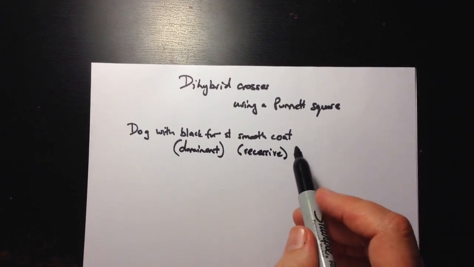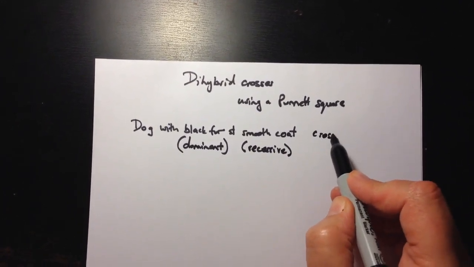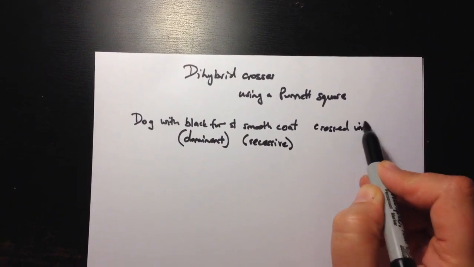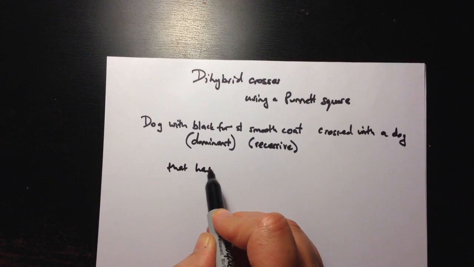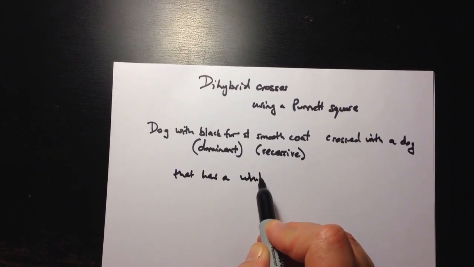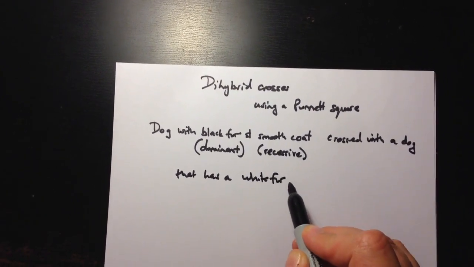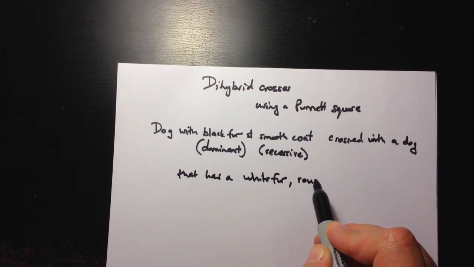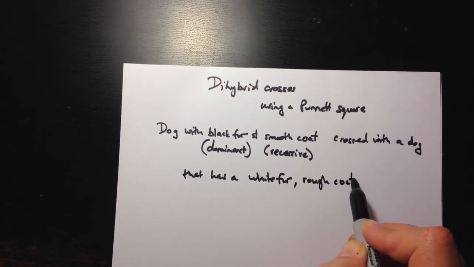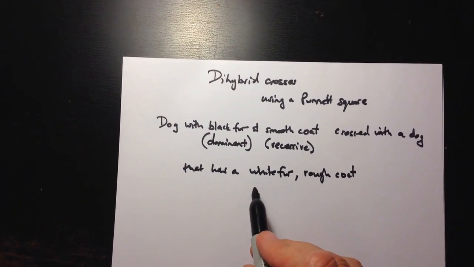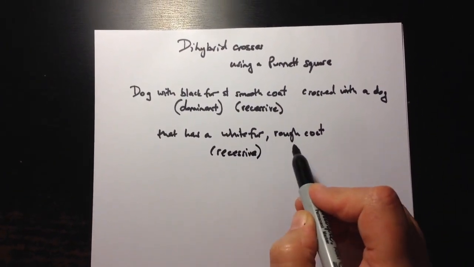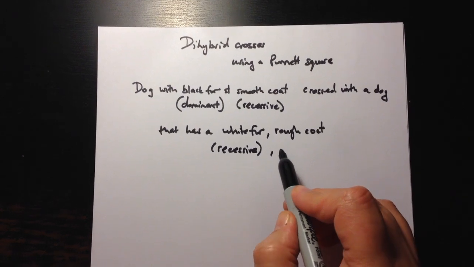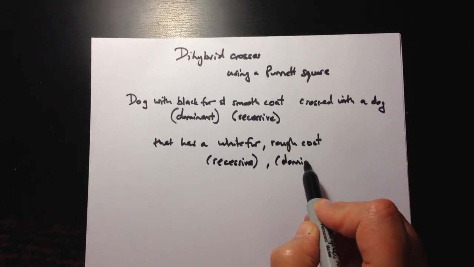Now let's imagine we are crossing this dog with a dog that has white fur, and that coat is rough in texture, a rough coat. And let's say that white fur is the recessive trait, whereas rough, in this case, is the dominant trait.